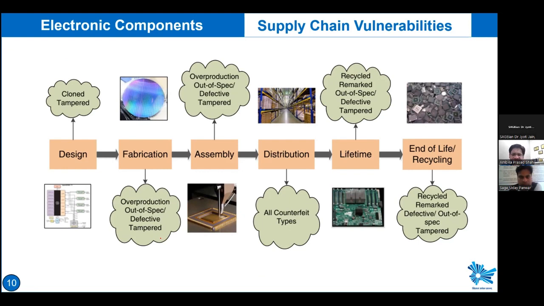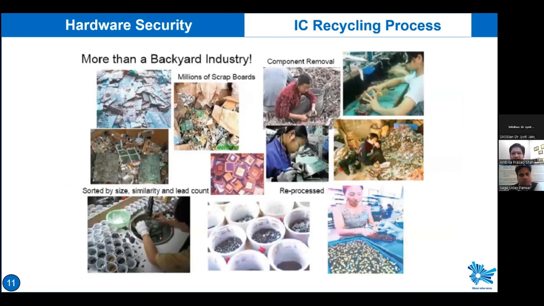So there are various steps where a counterfeited IC can be added in the supply chain, and that can create a problem. For that purpose, you need some authentication mechanism, like a physically unclonable function. So this is one of the ways. Just like how the IC recycling process works.